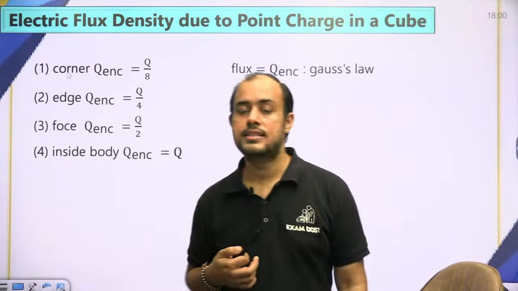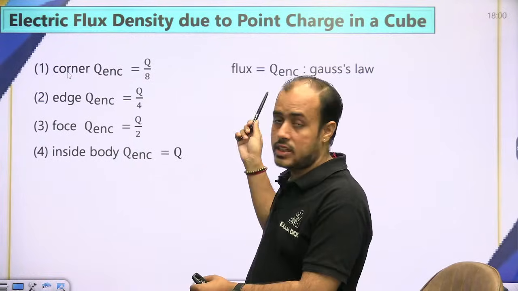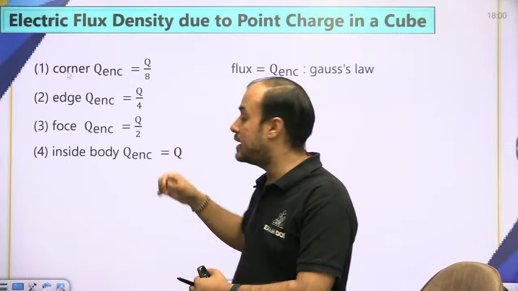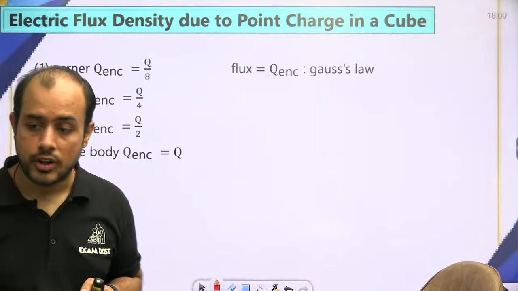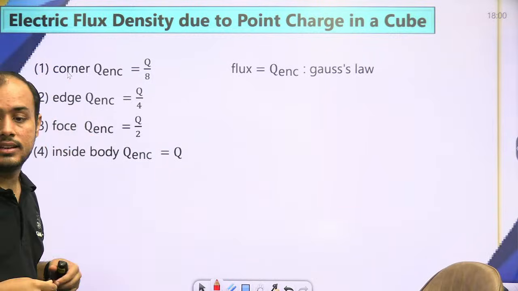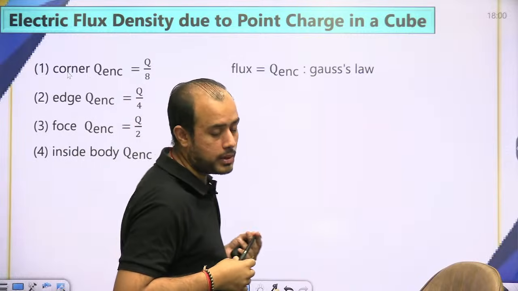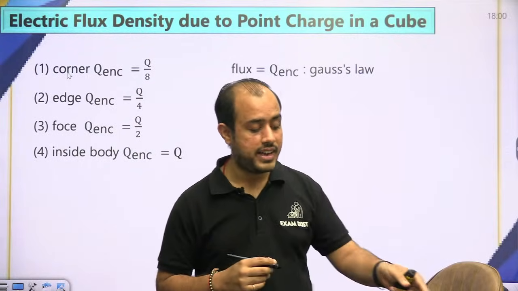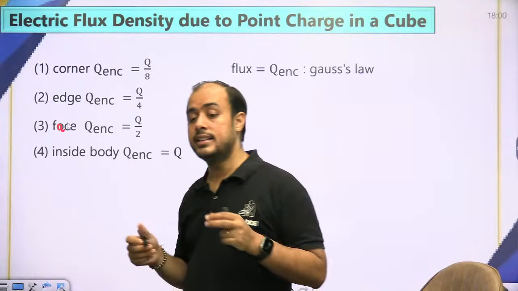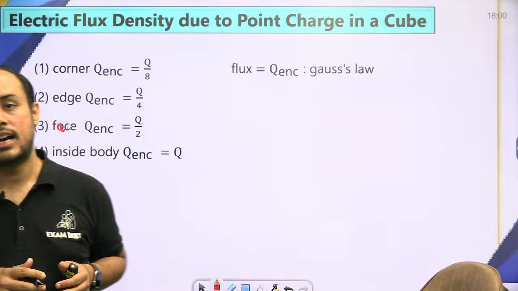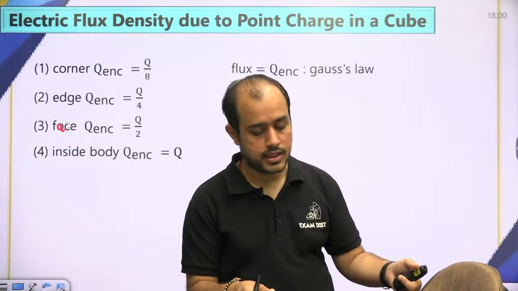ठीक है, flux कितना आएगा? So now beta, flux is equal to charge enclosed. So when it is at a corner, the charge enclosed is 1/8 of the total charge, q by 8. When it is at an edge, it is 1/4 of the charge, q by 4. When it is at a face, the charge enclosed is q by 2. And when it is inside the cube, then the charge enclosed is q.